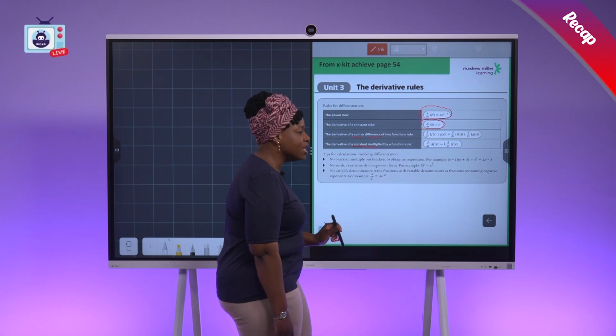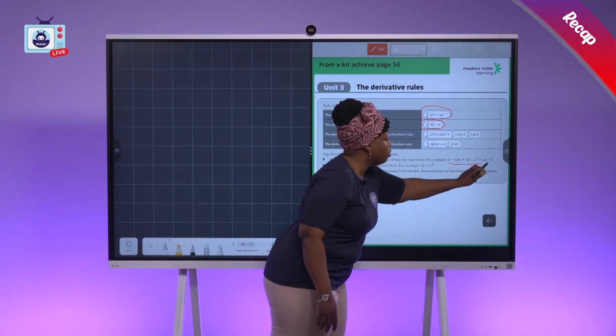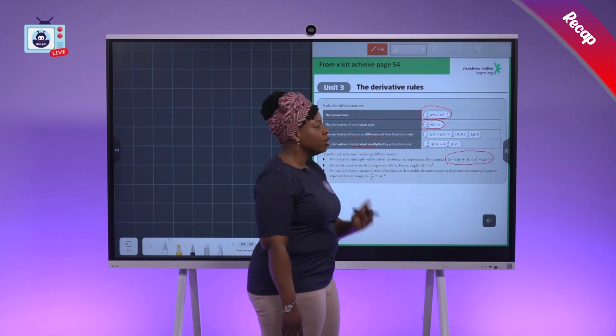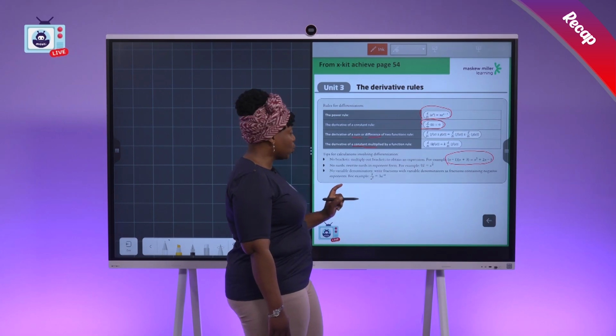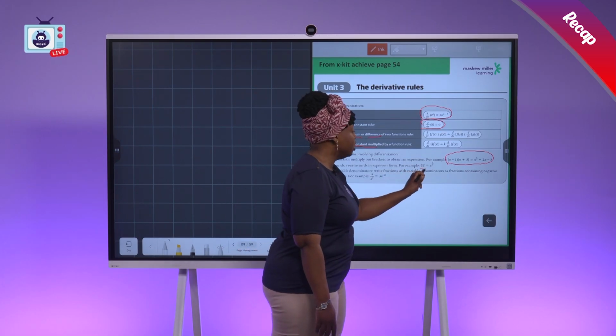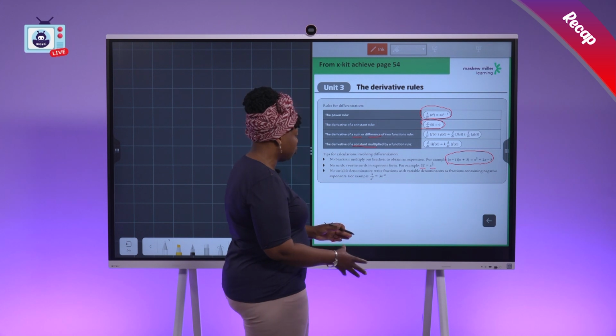If ever you see a bracket, eliminate it. Multiply the bracket out for you to be able to derive. Okay? If ever you see a square root, find a way to remove the square root so that you don't have the square root and you can be able to derive.